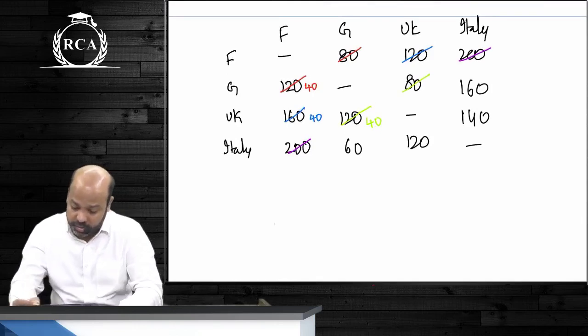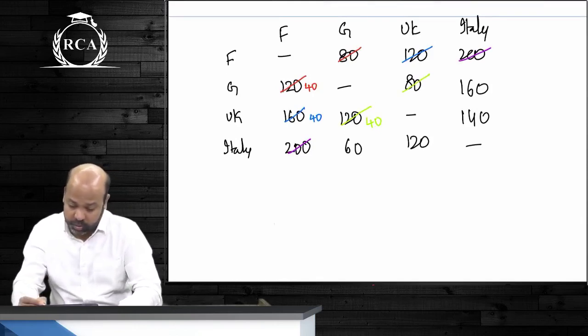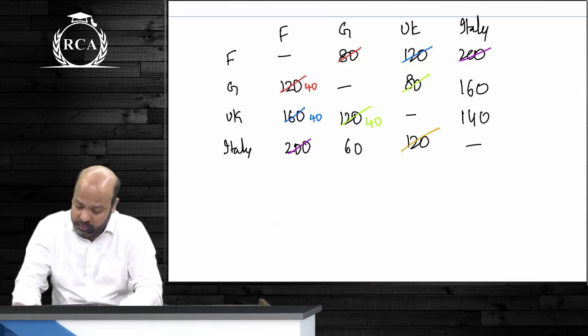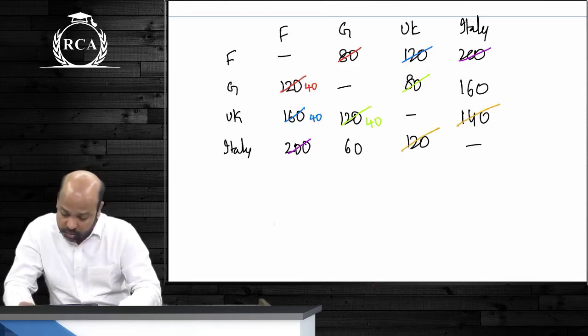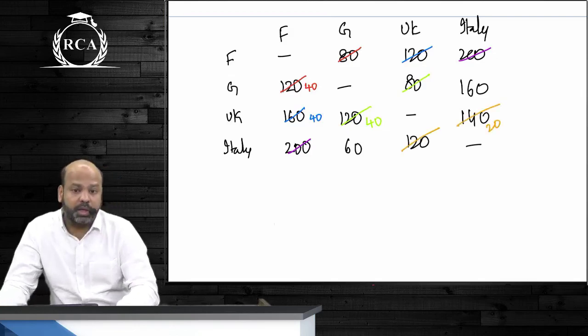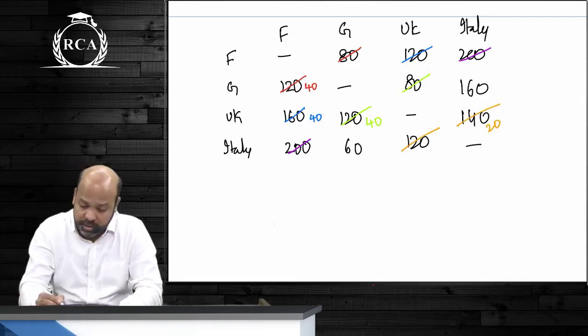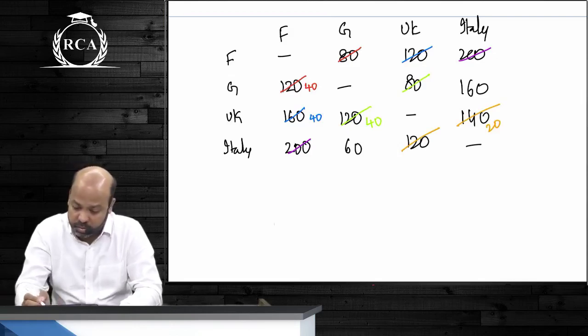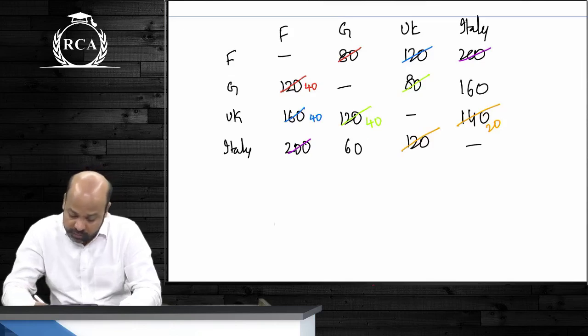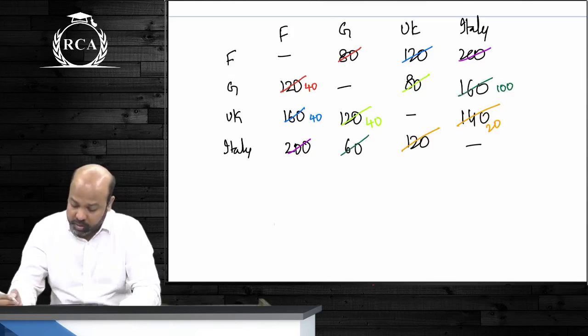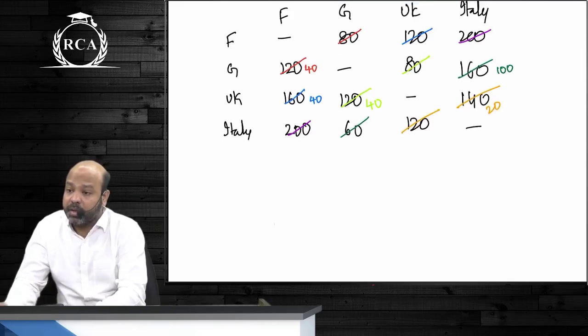Next, who else is left? UK to Italy, Italy to UK, these two. Here I'll write 20, yes or no? Final figure, guys, one more. 60 and 160. What will I write? What do we call this? Bilateral netting.